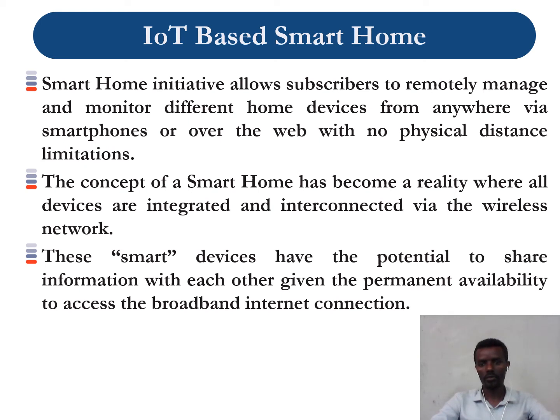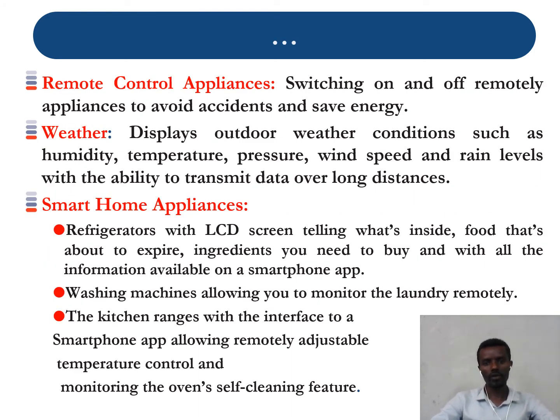So the concept of the smart home has become reality, where all devices are integrated and interconnected through a wireless network. Since it is very far or distant, it is possible to use wireless mechanisms. So, for example, with remote control of appliances, you can control your television or other devices like the fridge or refrigerator or the oven, whatever can be considered. And then you can see whether you are using more energy or not, considering the weather around the environment, or maybe the humidity, temperature or pressure, which can be considered or controlled by these devices at home.